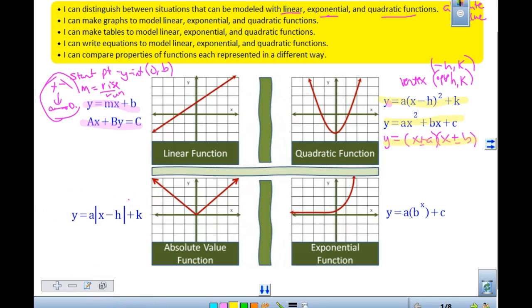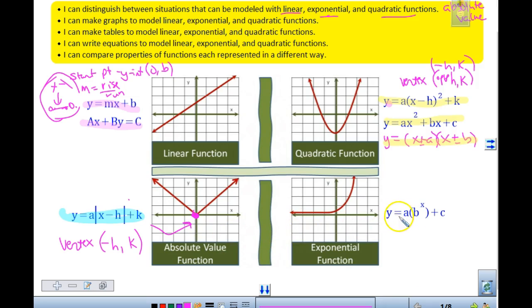In absolute value, when we take a look at absolute value, it tells us something special like the quadratic. When you look at that form of the equation, one of the first things it tells us is we can tell where our vertex is. And the vertex is the same as it is with quadratic. It is the opposite of h, so minus h, k. That's where the vertex of our absolute value function is going to be.